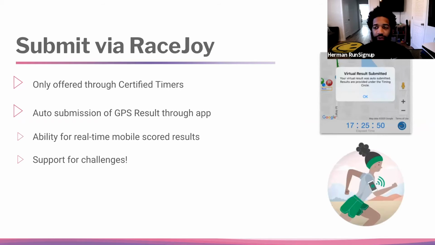Another option is if you are using RaiseJoy, which you can get through your certified timer. If you don't have a certified timer, you can search one, and we have the tools that you can get in order to work with one. And they're able to submit through the app once they're done their activity for the day for each one. And we do support it for challenges now, so they can do their activity every day and they're able to submit through RaiseJoy.